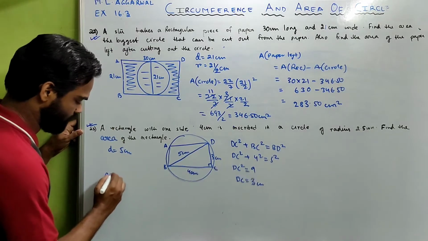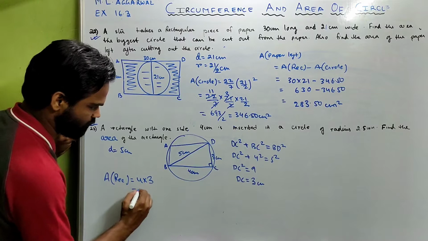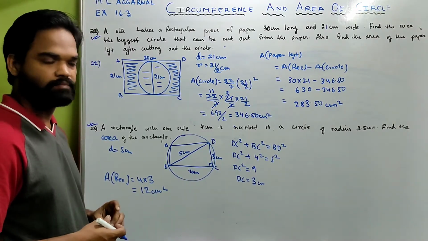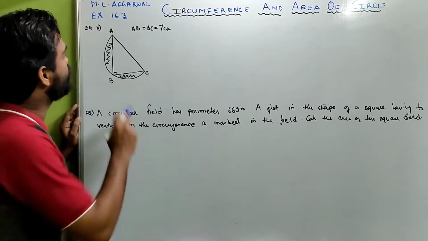So the area of the rectangle, isn't it, will be length multiplied by breadth, which is 12 centimeter square. Done. Now let us see the next sum. Now look at sum number 24 part B.